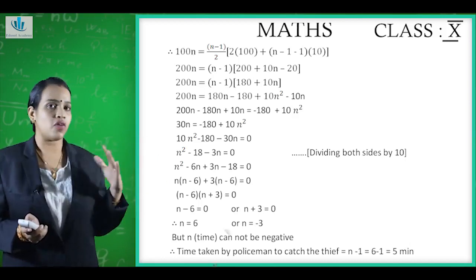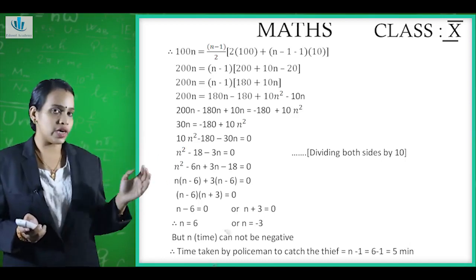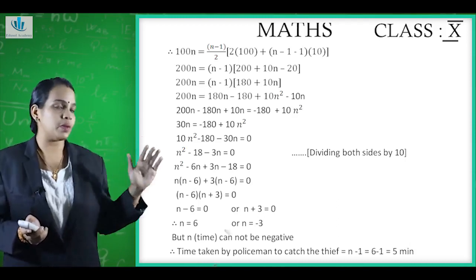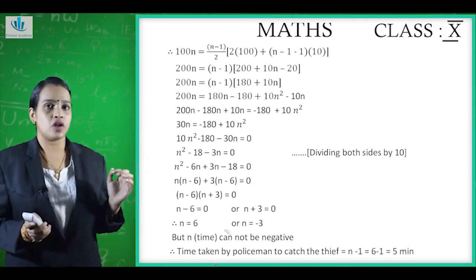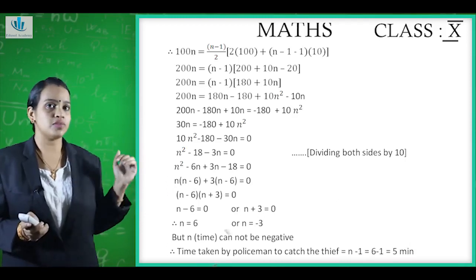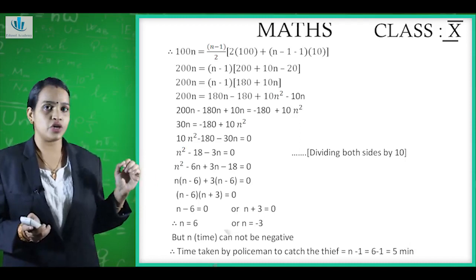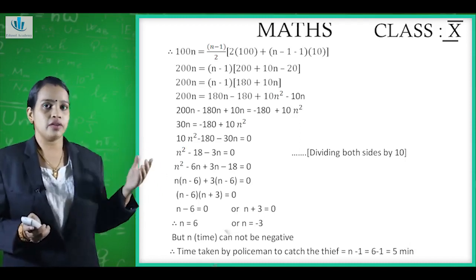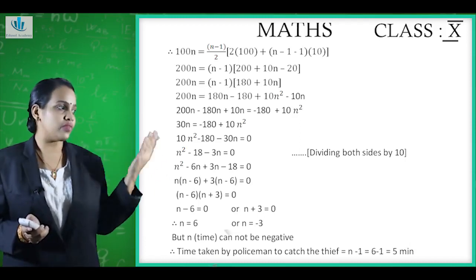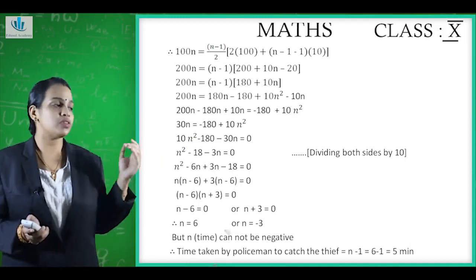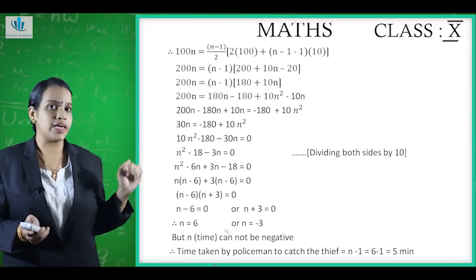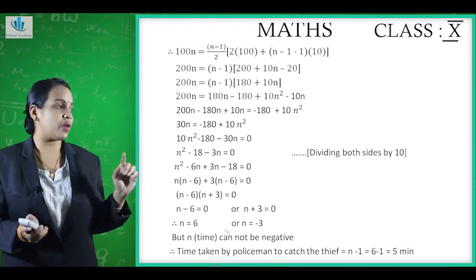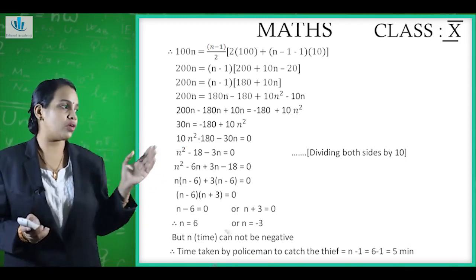Now we will take n on the one side. So it becomes 200n minus 180n plus 10n is equal to minus 180 plus 10n square. Now we will subtract and add it. So it becomes 230n is equal to minus 180 plus 10n square. Now again we will take all the terms on the one side and we will take the other side as 0. So it becomes 10n square minus 180 minus 30n is equal to 0. Now you can see, you can divide all of it by 10. So we will divide by 10 on both sides.